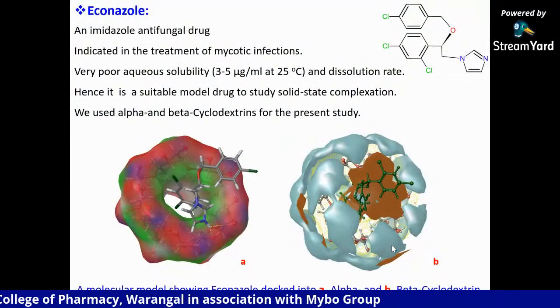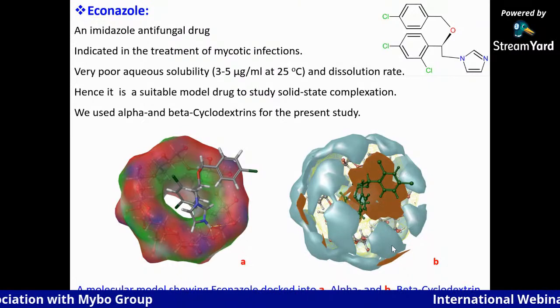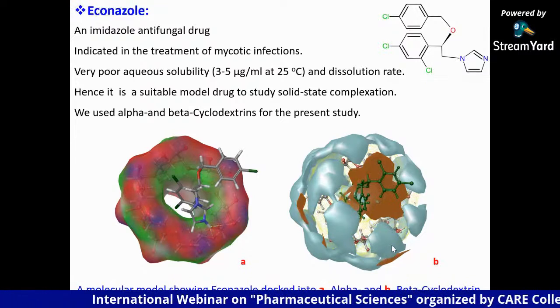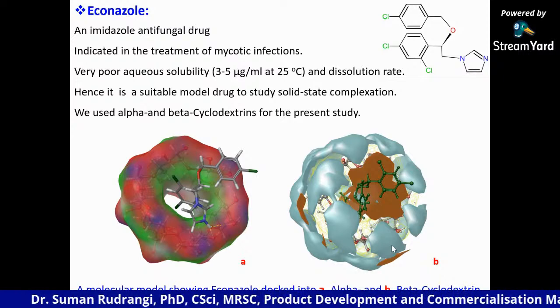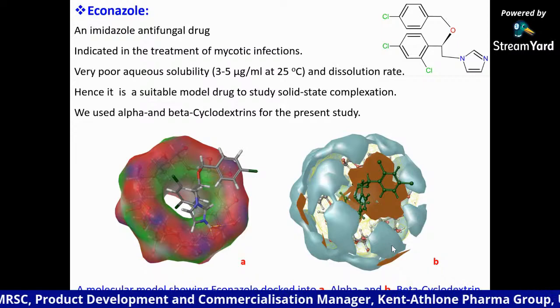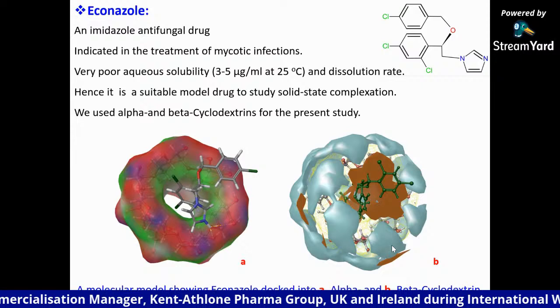Friends, I would like to discuss a case study on which my team and I have worked. So this is about econazole cyclodextrin complexes. Till now we discussed the theory, but now I would like to take you through a case study. So econazole is an imidazole antifungal drug that is indicated in the treatment of mycotic infections.